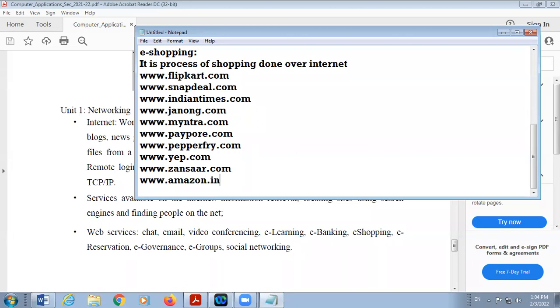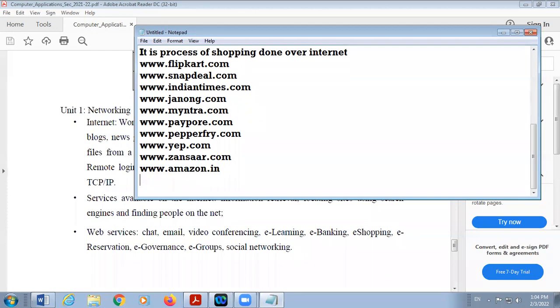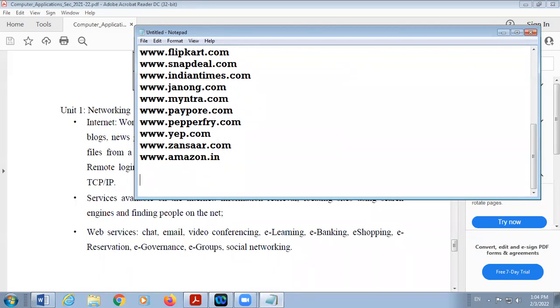Now, next is when you are doing online shopping, you make the payments. There are different modes of payment. Okay, when you do e-shopping, there are different modes of making payment. Number one is cash on delivery. Cash on delivery means when you will make the payment at the time of delivery of goods. Okay, shopping cash on delivery means when you will receive the product, then you will make the payment.